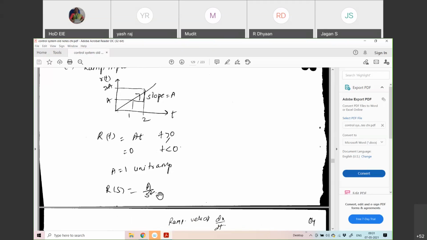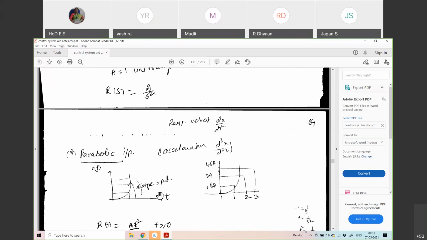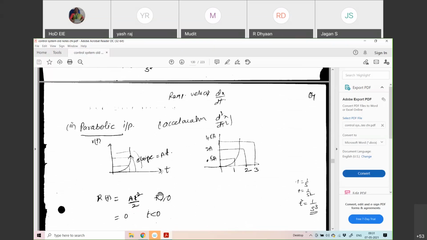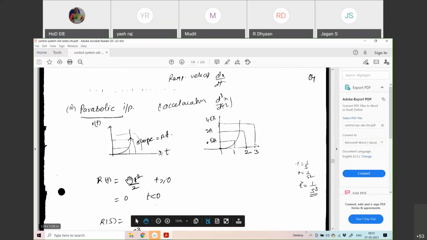Same is the case with the step. You know the unit step and its Laplace transform, and you know the step with a different amplitude and its response. Now coming to the parabolic input. You know the shape of a parabola. It is a parabolic input, again T versus R of T. In this case, R of T is expressed as A T square by 2. It is parabolic.